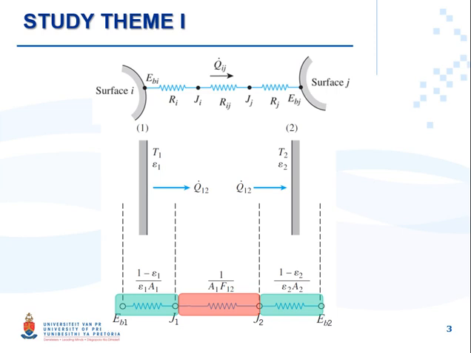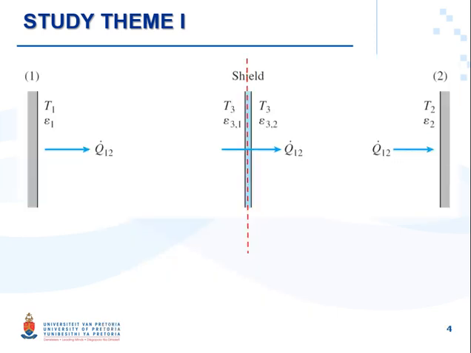So how about two parallel plates with a radiation shield between them? Okay, let's see. So there are two parallel plates, but we have one radiation shield between them this time. Let's see how we can get the resistance network.